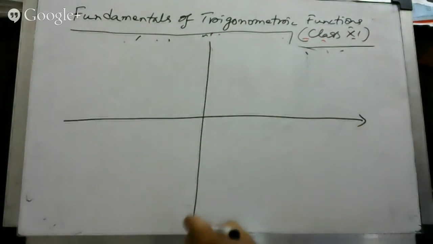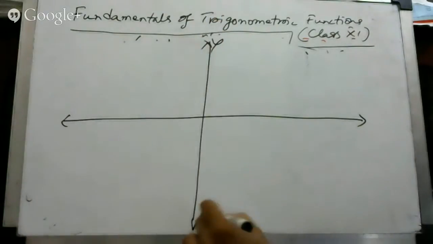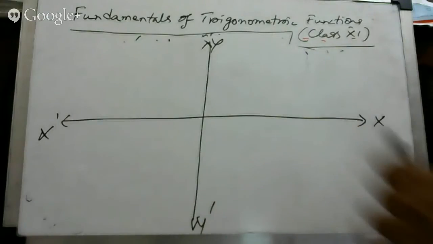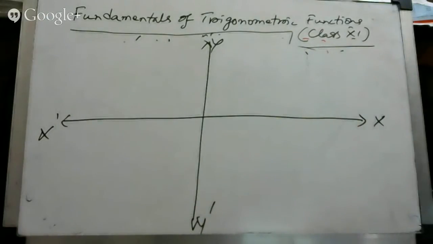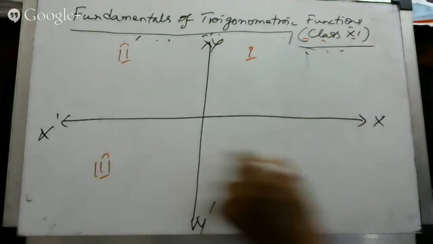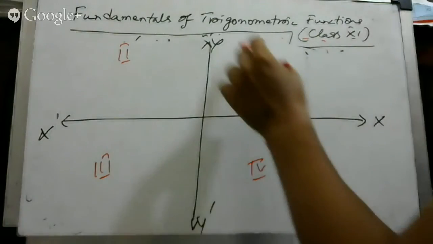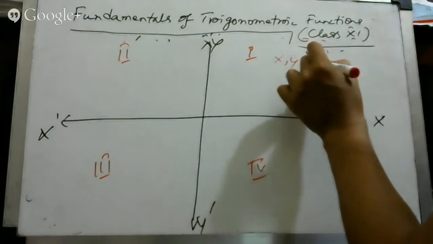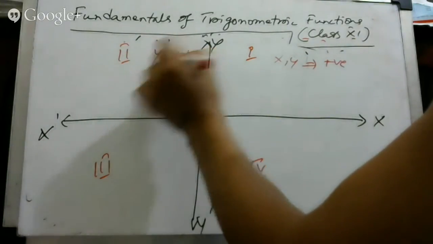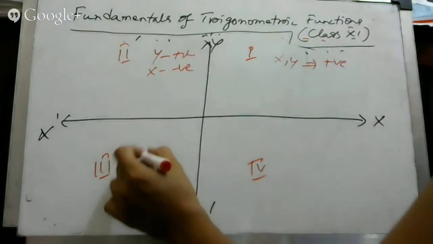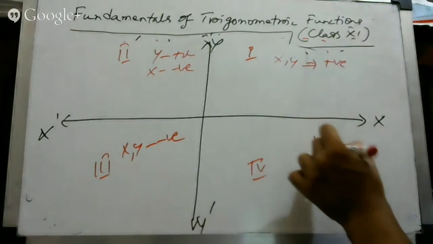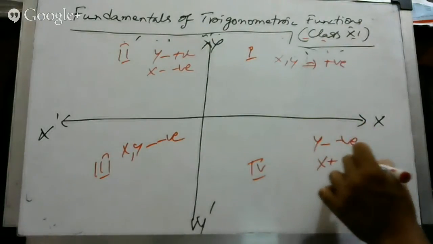So these are the axes, y prime, x prime. Now here, this is called the first quadrant, this is called the second quadrant, this is called the third, and this is the fourth. Here we have x positive, y positive. Here we have y positive, x negative. Here we have x, y both negative. Here we have y negative, x positive.